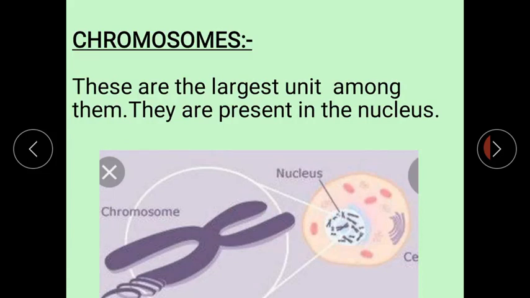What are chromosomes? These are the largest unit among them. They are present in the nucleus. Look at this picture. This is a cell and inside the cell this is a nucleus. Chromosomes are present inside the nucleus and these are the largest unit among them. Chromosomes are the largest unit among chromosome, DNA and gene.